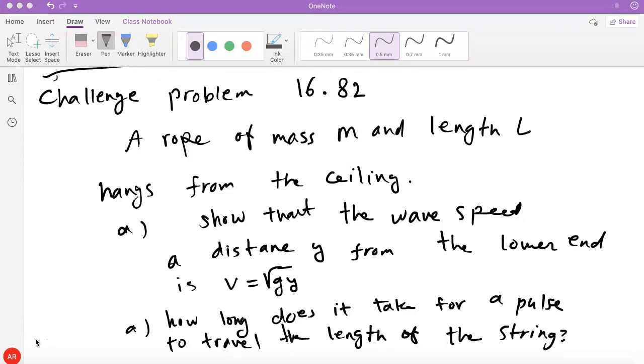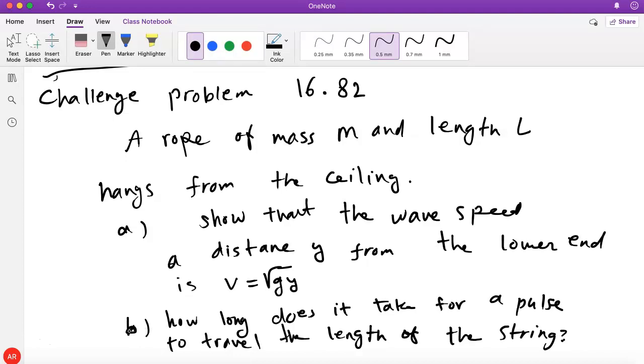All right, so finally let's look at a more challenging problem. It's problem 16.82, and toward the end of the chapter there are several problems in a section called challenge problems. These are problems that typically need more time, and you need to think a bit more. Typically they're harder than what appears on homework and exams. But I really like this problem, so let's think about it.